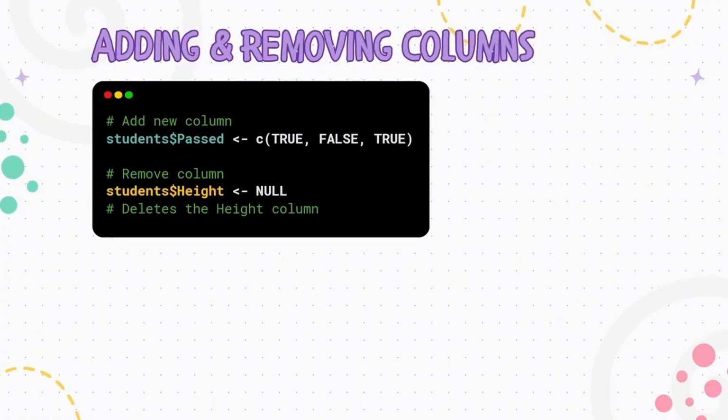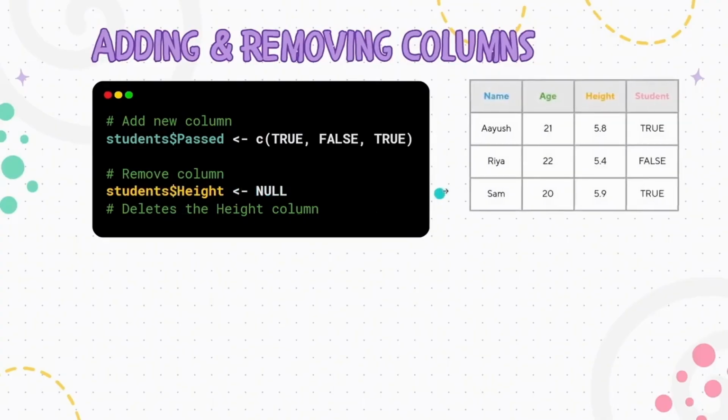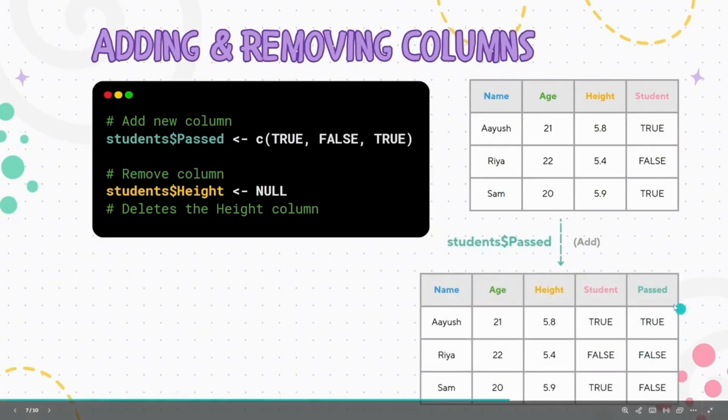Whereas for removing columns, you would just mention the name of the column. So inside the students data frame, let's say I wanted to remove the height column. I would just mention the students data frame, $sign, then the height column, and then set its value to null. This will delete the height column. So let's see. First of all, if I wanted to add a new value, I would just mention the data frame, and then the $sign, and that would add the column. So if I do students $sign passed, it will add the passed column. And this is what I meant by the number of values should be equal to the previous data frame.